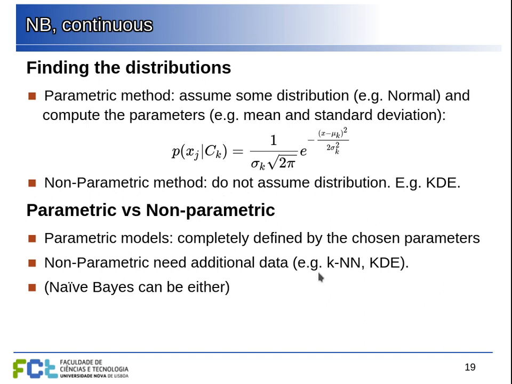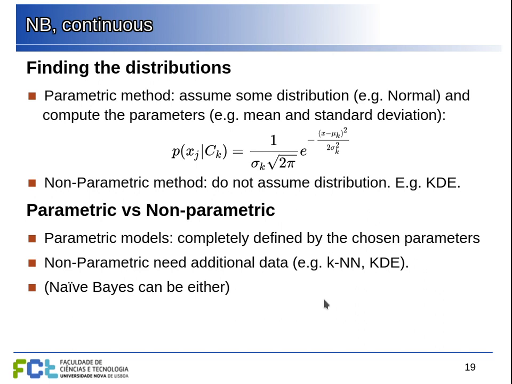You don't care about it anymore, and everything is determined by the parameters you found. With the non-parametric method, you need additional data. You don't have parameters that define everything. You may have some parameters, for example, the bandwidth that we use in kernel density estimation, or the k-value in k-nearest neighbors, but you still need the data because the parameters do not define everything.